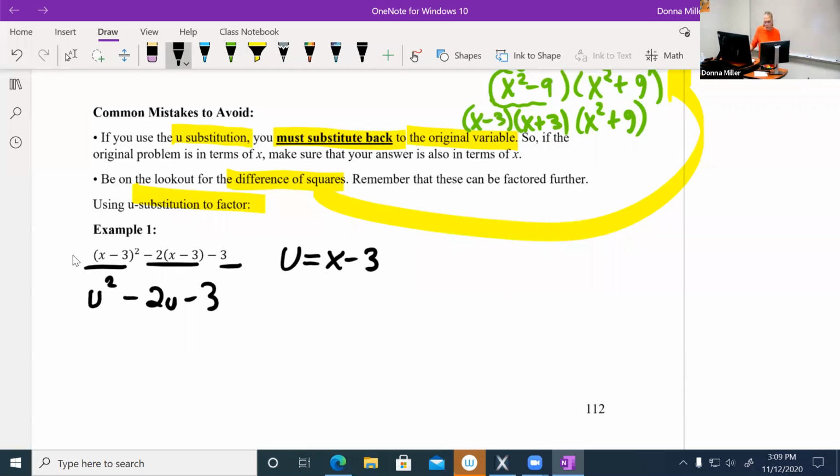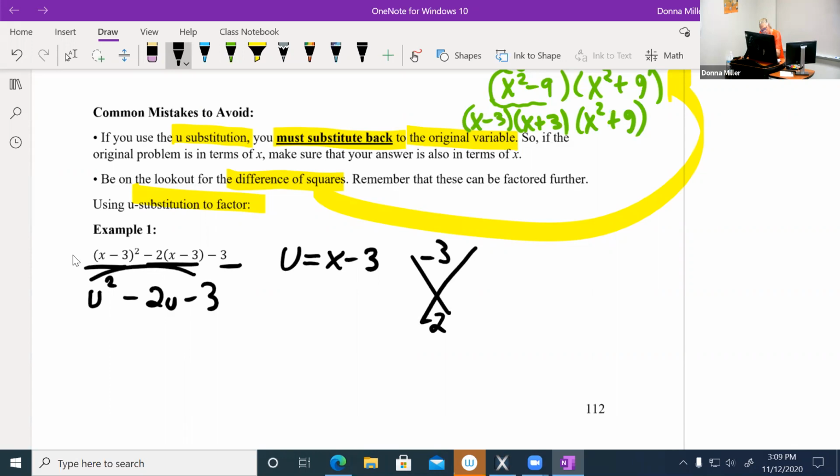Now I'm going to warn you guys, you could have multiplied that whole thing out, done FOIL and all that. It's a lot more work. You want to simplify your life. So we're going to factor this. I need factors of -3 that add to -2. So tell me what they are.